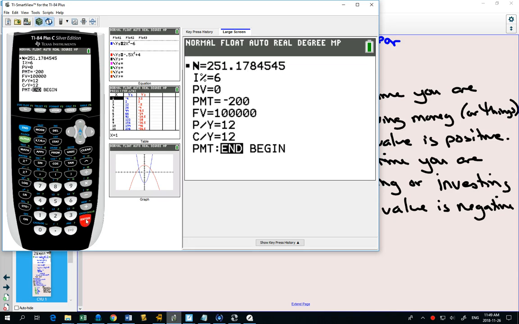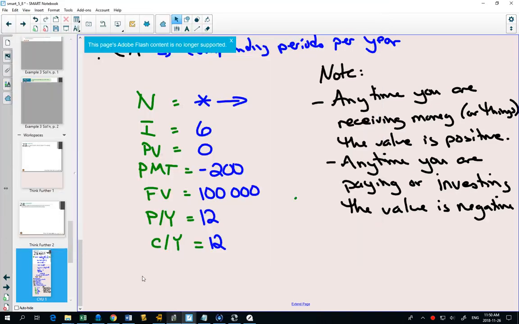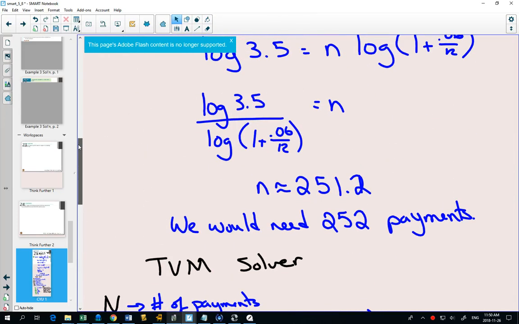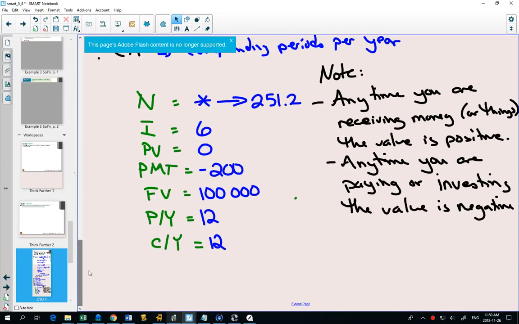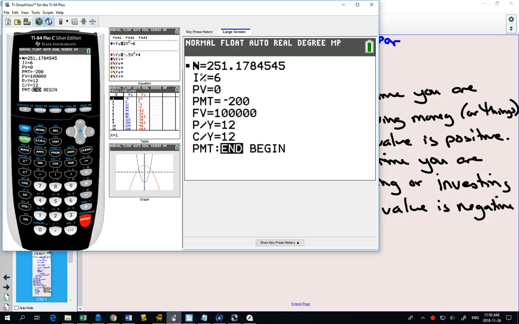Alpha, solve. And that is exactly the same number that we got, 251.17. It's exactly the same number that we got from solving with the equation. Just a lot faster, right? If you missed how I did it, the solve button is above your enter button. You have to push alpha and then solve.